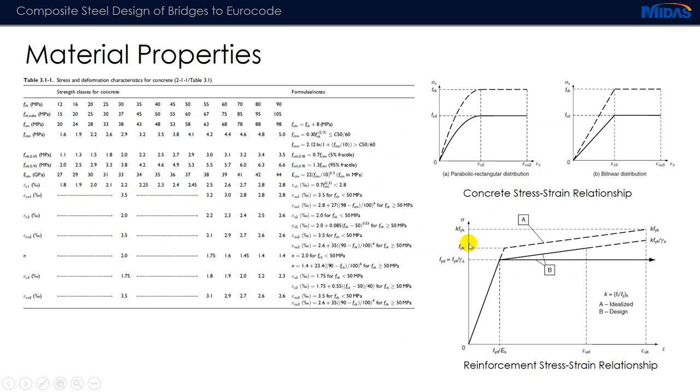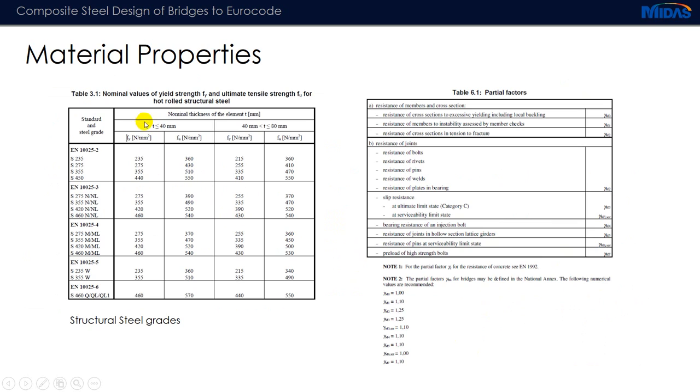Okay, then there is also the reinforcement stress-strain relationship. So we can again take it from Eurocode 2. For reinforcement, the idealized or design curve, which is a bilinear relationship, can be taken. Then for structural steel, we'll be following the same guidelines as we covered in the last webinar. For Eurocode 3, we'll take up all the grades from there.